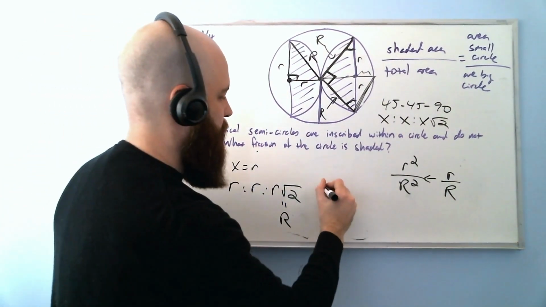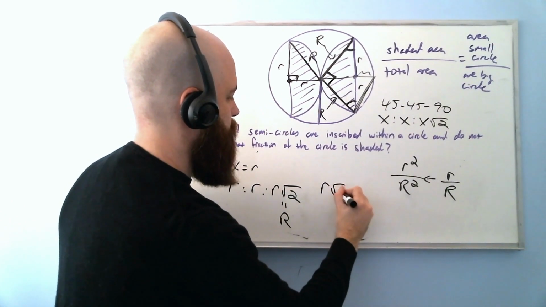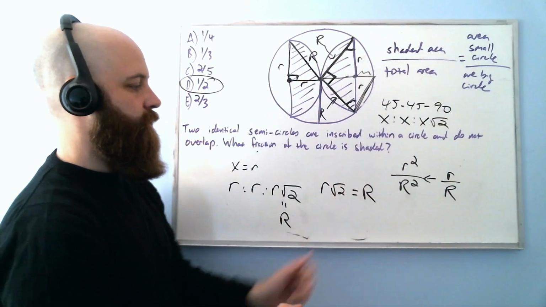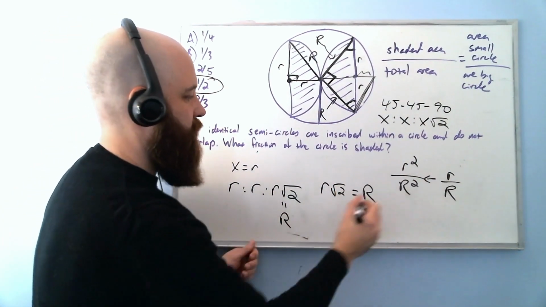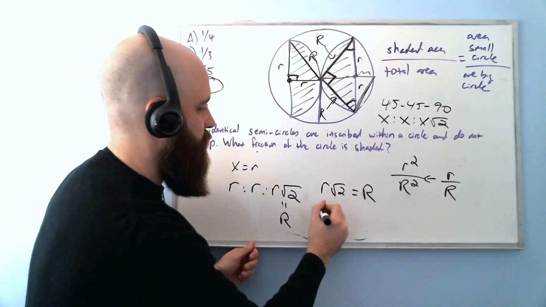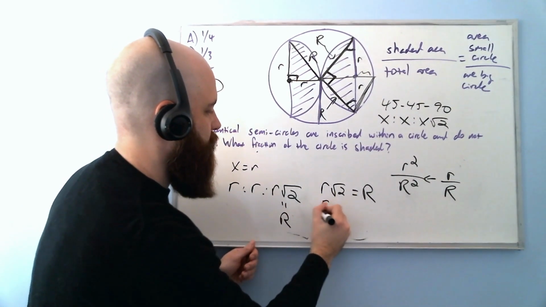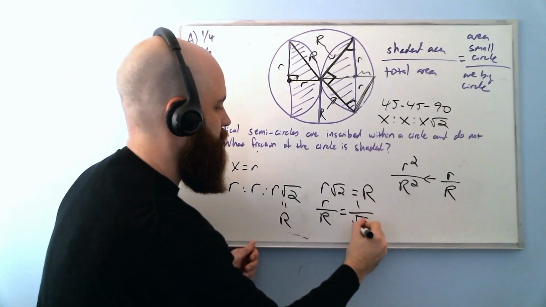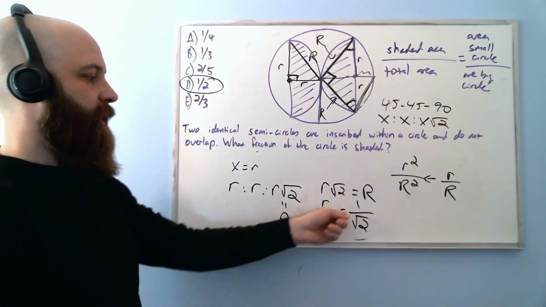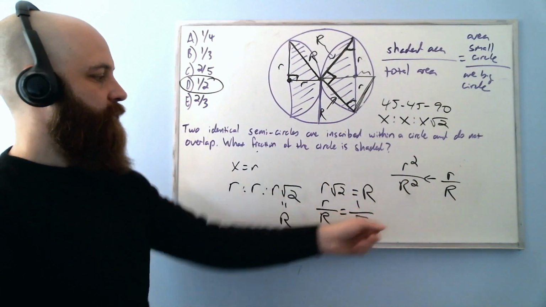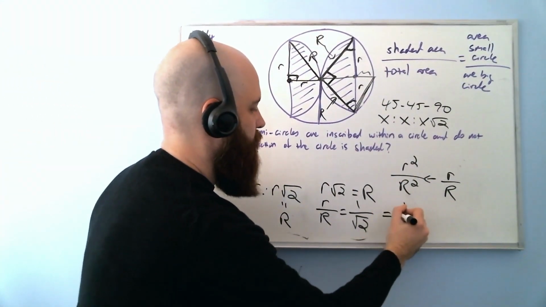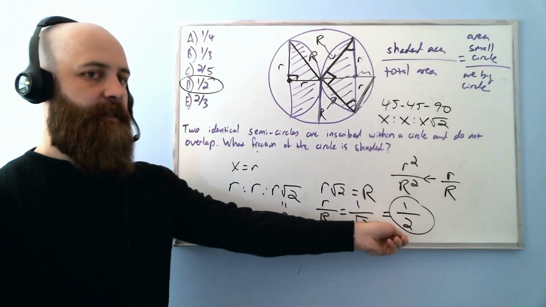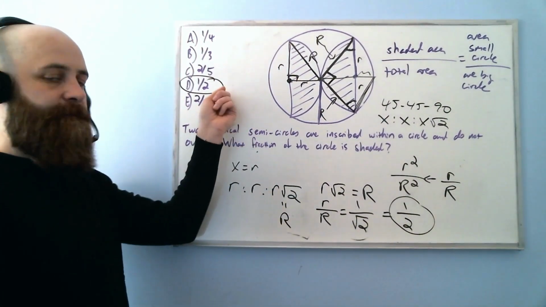Okay, so I'll write that out. Little r times root 2 equals big R. I want little r over big R, so I will divide both sides by big R, and I'll divide both sides by root 2. I get little r over big R equals 1 over root 2. Square that whole thing. I get 1 squared is 1, root 2 squared is 2. And there's a separate path that leads me to the same answer, D.